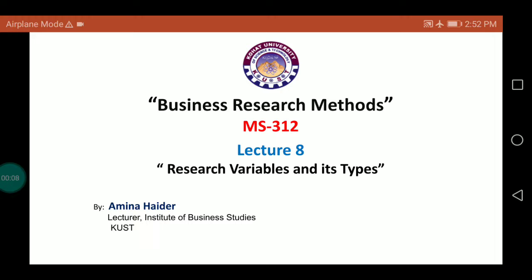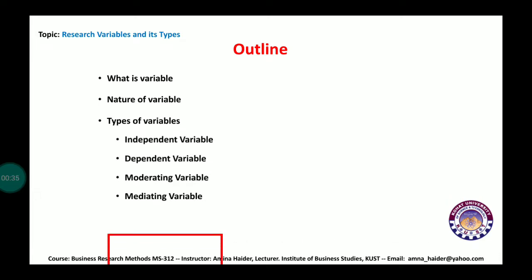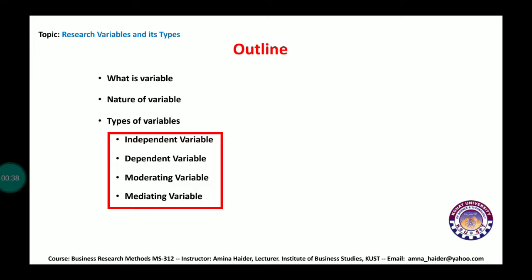This is my second screencast for the course Business Research Method, and the topic for discussion in today's session is research variable and its types. The topic that we are going to discuss today includes what is variable, nature of variable, types of variables. That includes independent variable, dependent variable, moderating variable, and mediating variable.